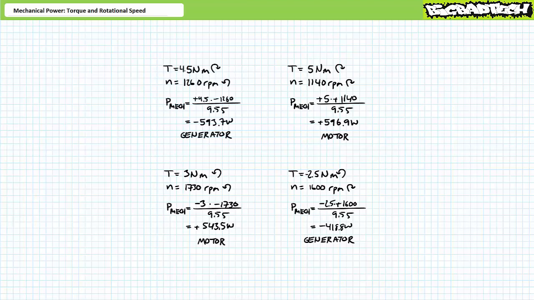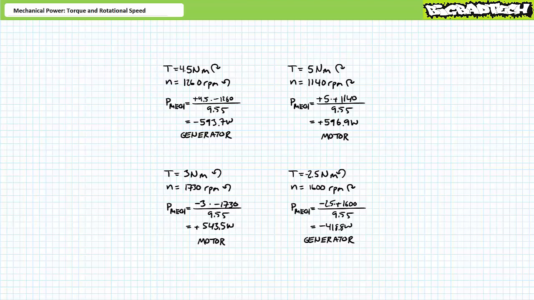Lastly, consider an electrical machine producing 4.5 Newton meters of clockwise torque rotating at negative 1260 RPM in the counterclockwise direction. Torque is positive, speed is negative. Positive times negative equals negative. An application of the mechanical power formula demonstrates that this is a generator producing negative 593.7 watts of mechanical power, which we all know means the generator is consuming 593.7 watts of mechanical power.